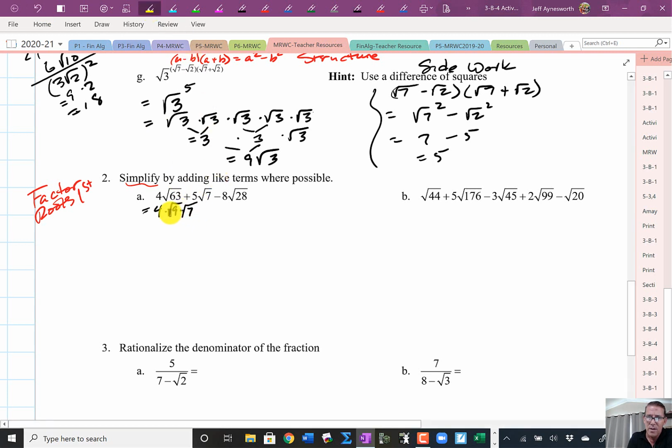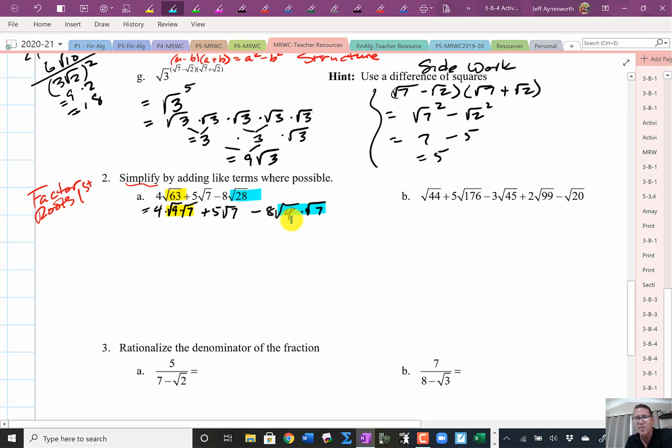Why? Well, root 63 is root 9 times root 7, since 9 times 7 is 63, plus 5 root 7, minus 8 times root 7 times root 4. Or I probably should write them backwards, writing the root 4 first. Why? Because you're going to simplify it. So what I just did was simplify the roots.